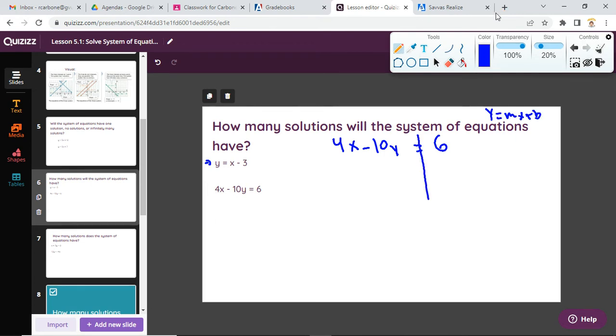So you might be wondering how we do that. The way we do that is we simply have to solve for y. So I'm going to use algebra, do a bunch of opposite operations, and eventually I'm going to get to a point where I have y is equal to something x plus something.